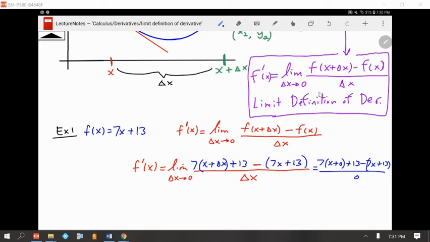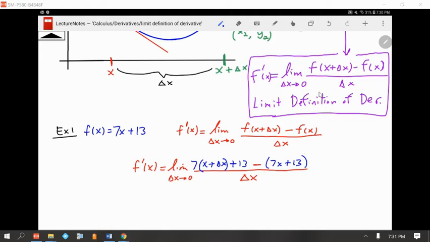Notice what happens in the numerator: you end up with 7x plus 13 minus 7x minus 13, and everything on top goes to 0. If you think back to April and May, 0 over 0 means do more math. This is what we call the indeterminate form. When you get indeterminate form, that tells you there is an answer. This is not "the limit does not exist." 0 over 0 means there's an answer, and you have to do more math to find it. That will always happen with these limit definition of derivative problems. You'll always get 0 over 0.